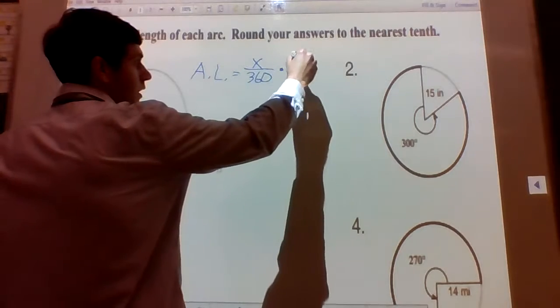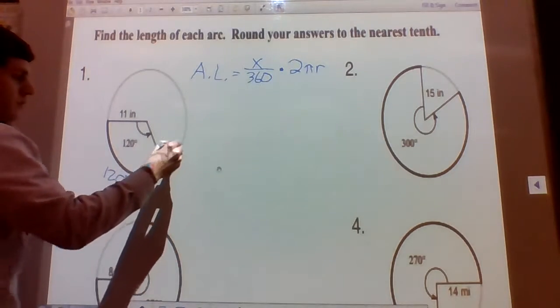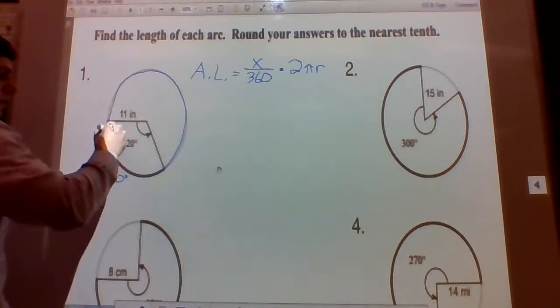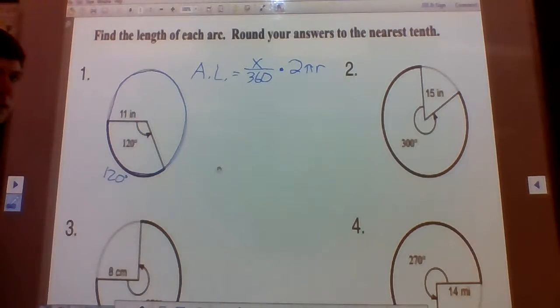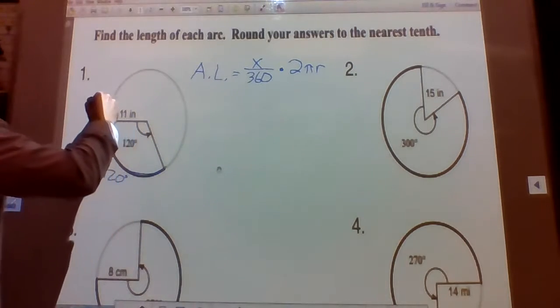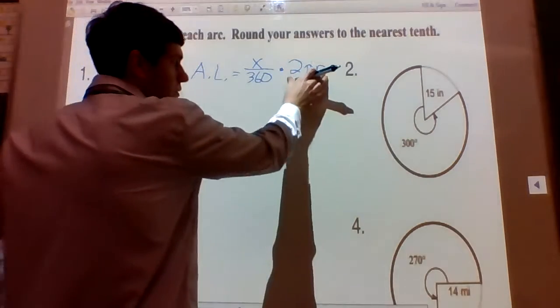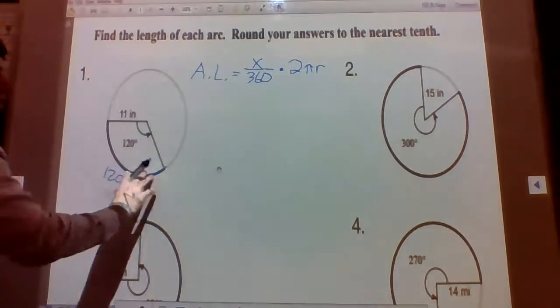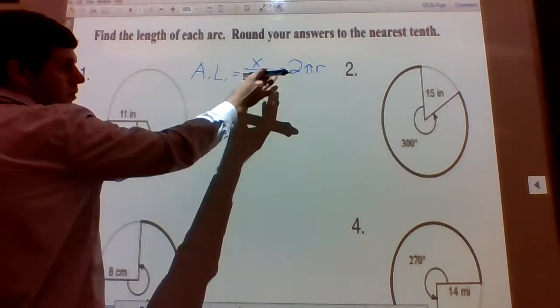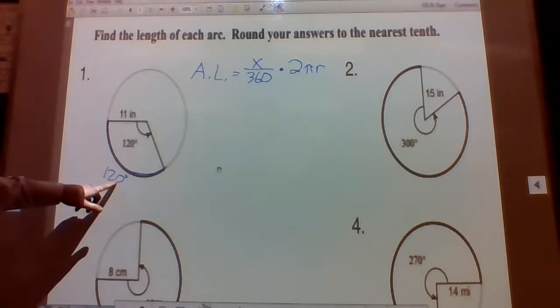We want to multiply by the circumference, right? The circumference of the circle is the length of the entire circle. We don't want the length of the whole circle, though. We only want the length of the 120 degrees part of it. So the circumference is the total length around the circle, but we don't want all of it. We only want a fraction, a part of it. In this case, we want 120 degrees of it.